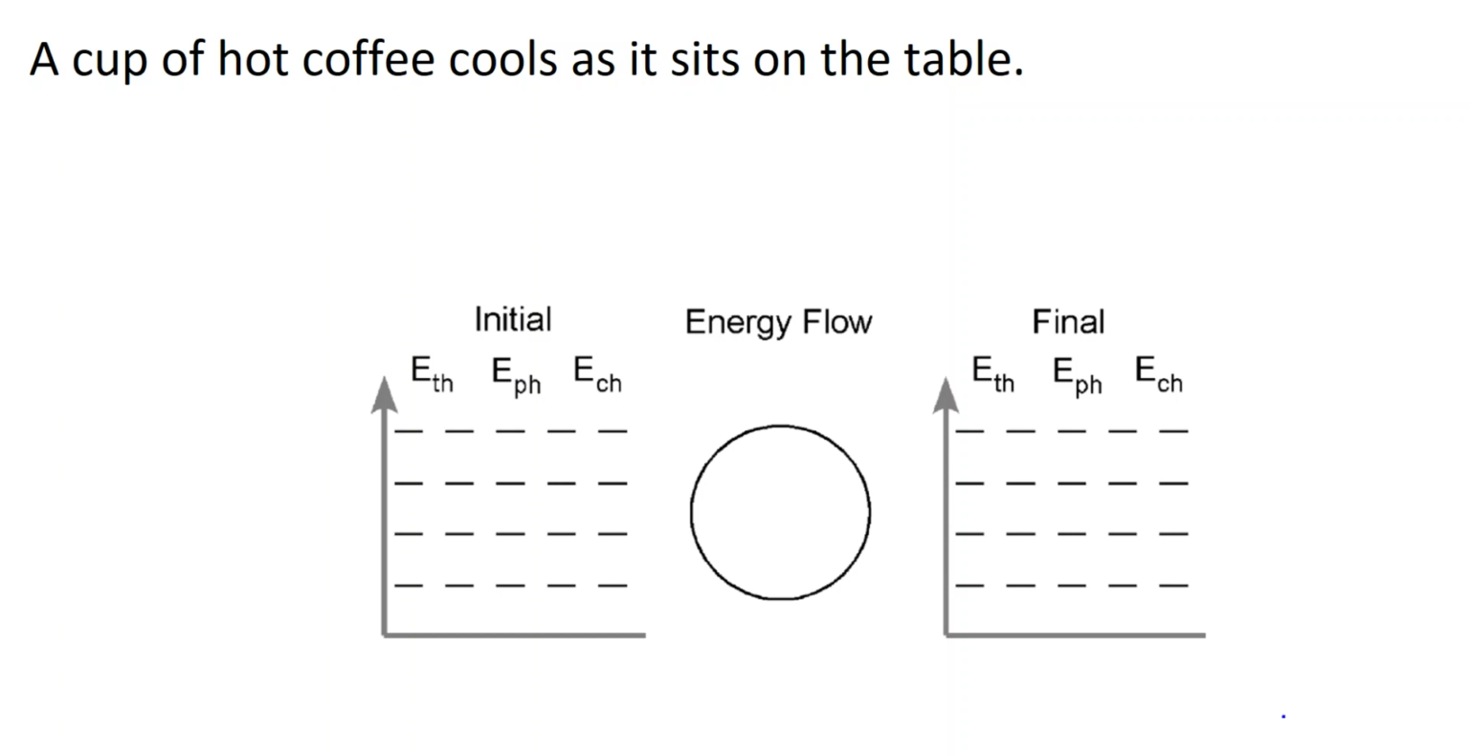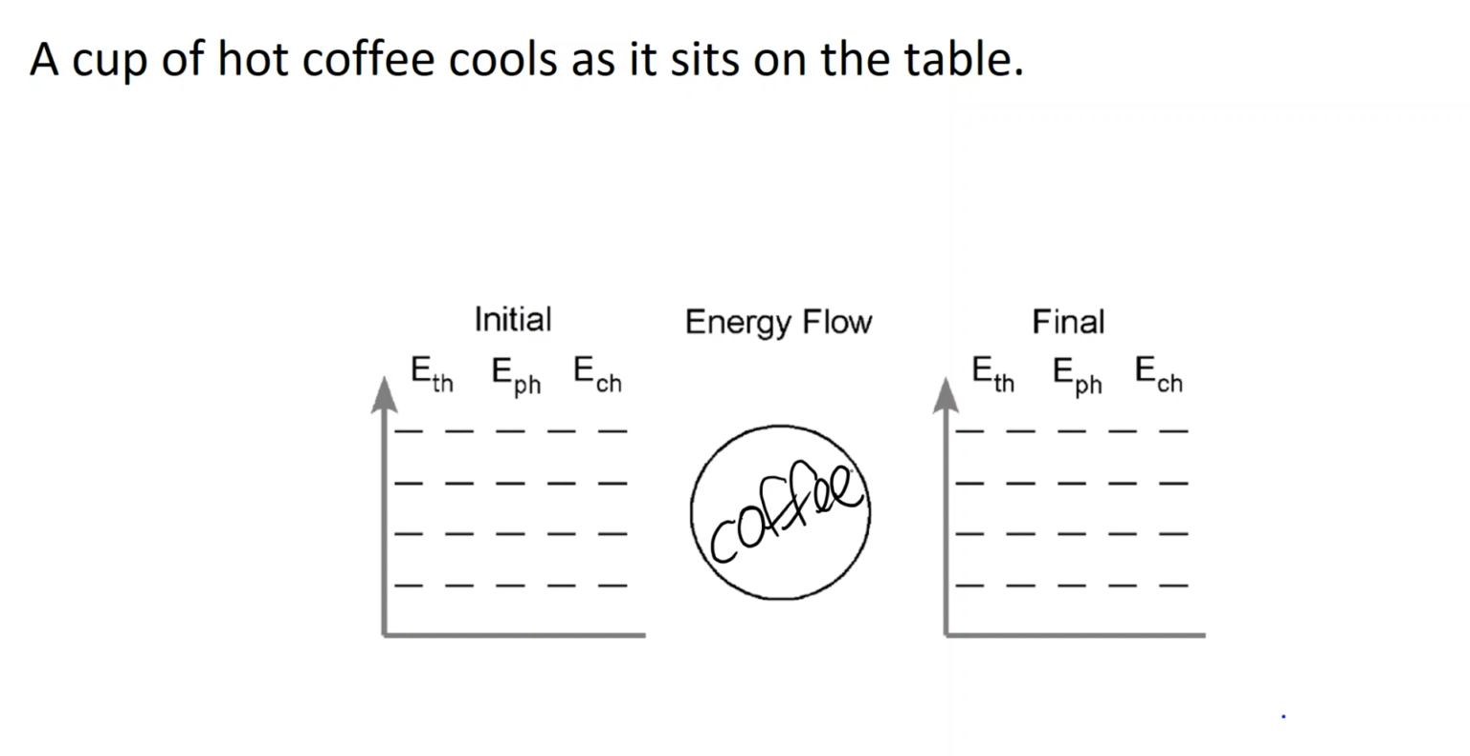In this example, we have a cup of hot coffee that cools as it sits on the table. The first thing we need to do to complete an energy bar chart is identify what is the system and what is the surroundings. In this case, the coffee is the thing undergoing change, so it is the system. Therefore, we will write coffee in the circle in the middle because that's where we represent our system.